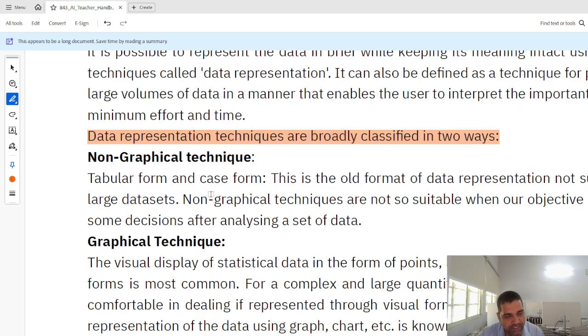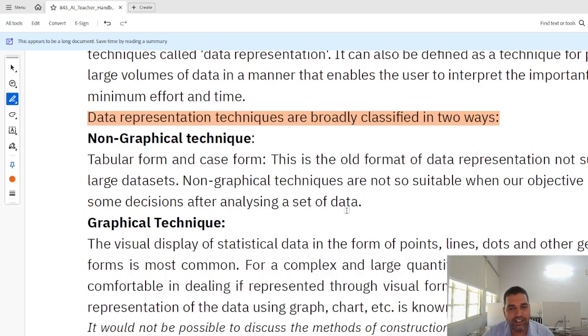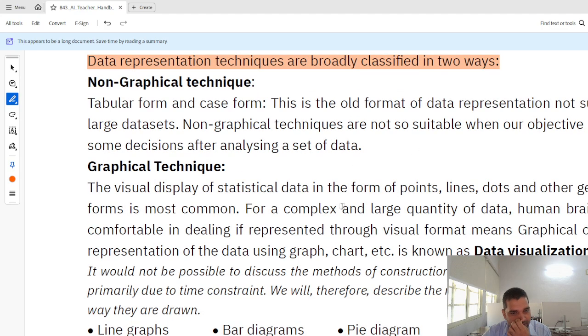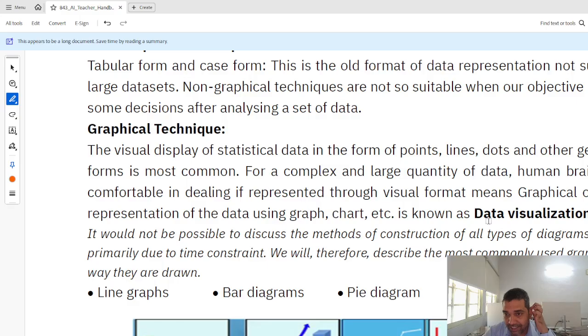When you represent data in table form and case form, that is the old form of data representation, not suitable for large data sets. That is called the non-graphical technique. Now the graphical technique is the visual display of statistical data in the form of points, lines, dots. This is the graphical technique.